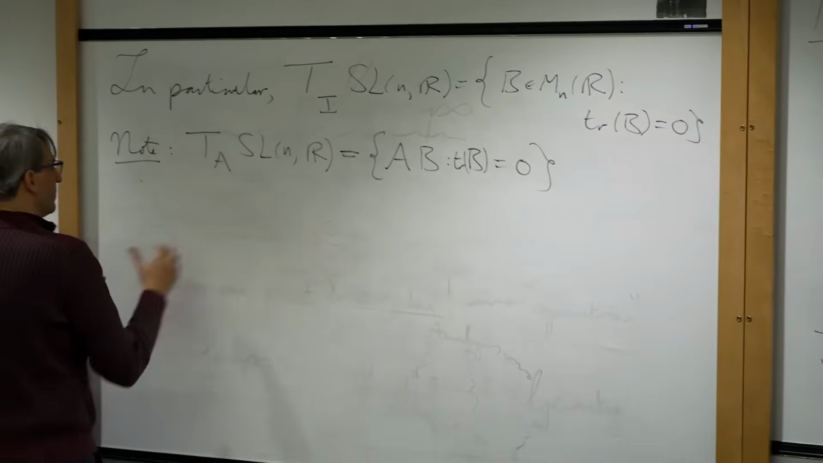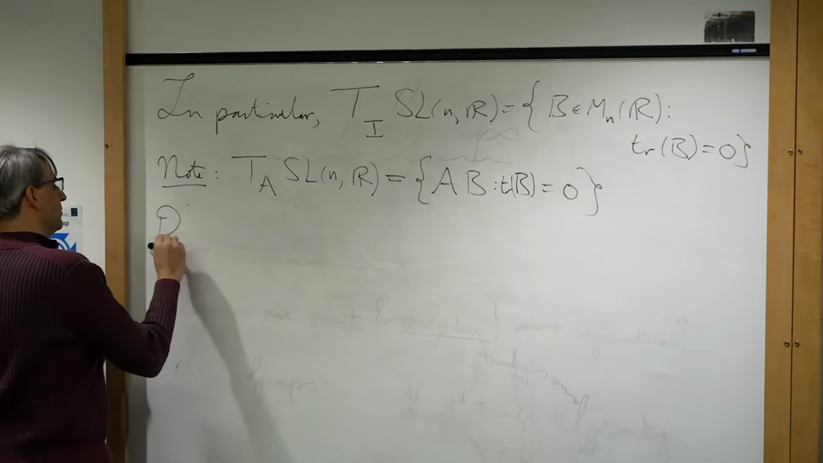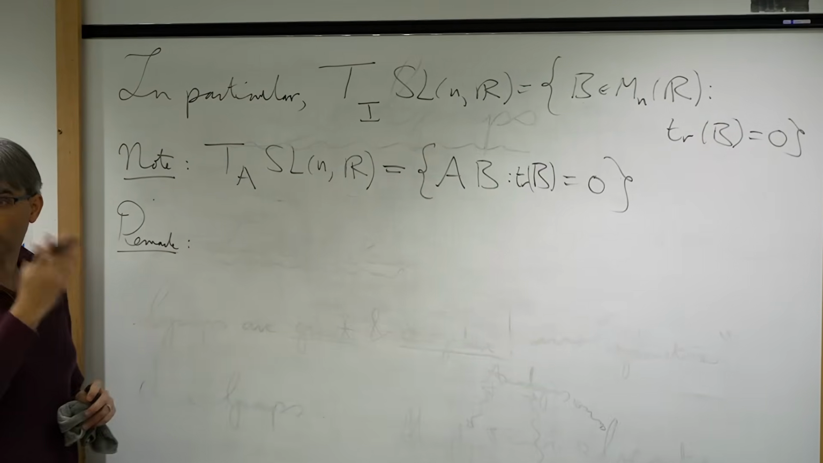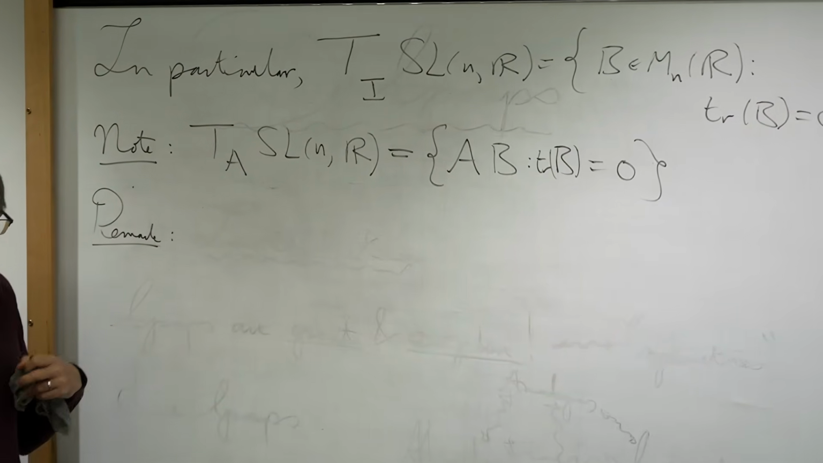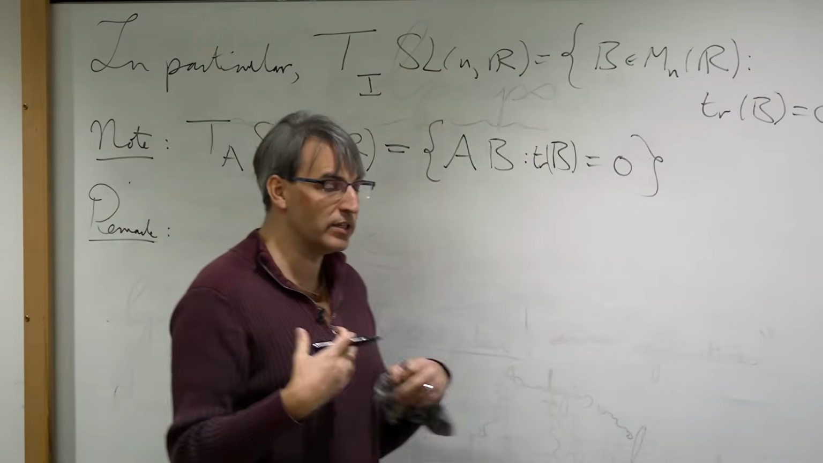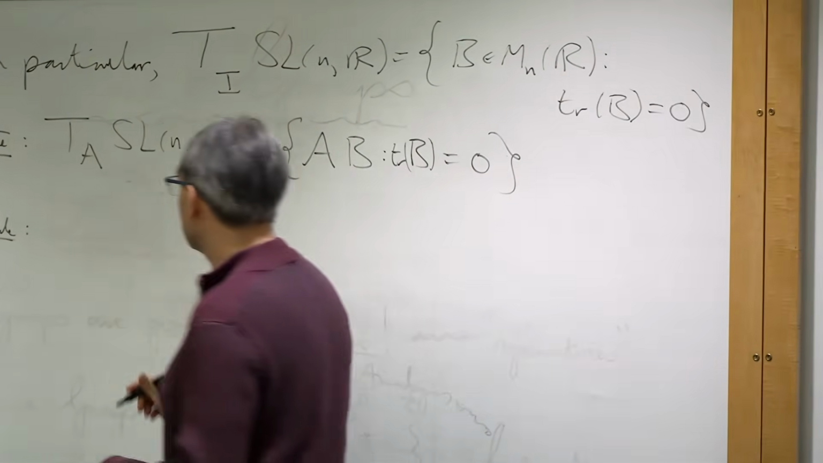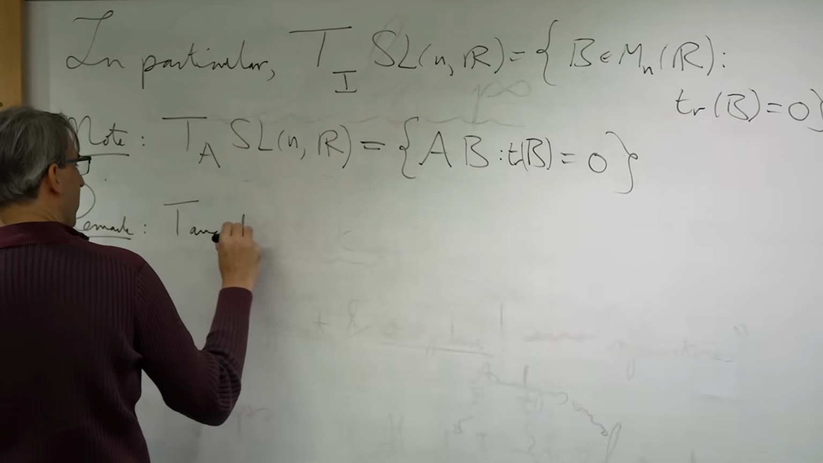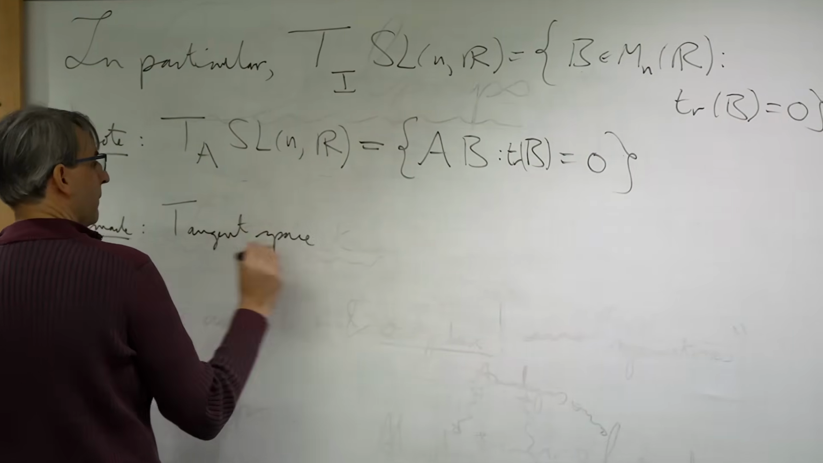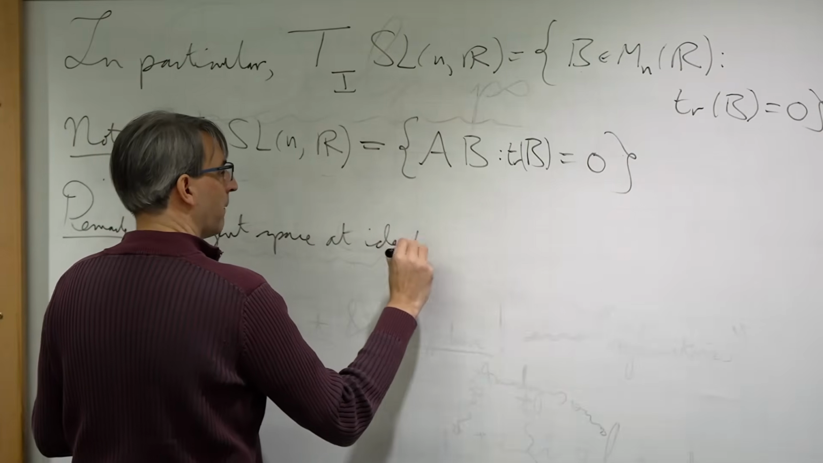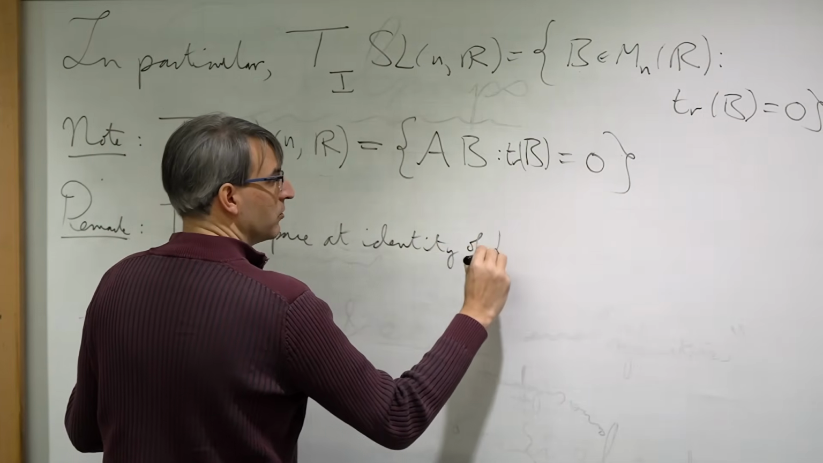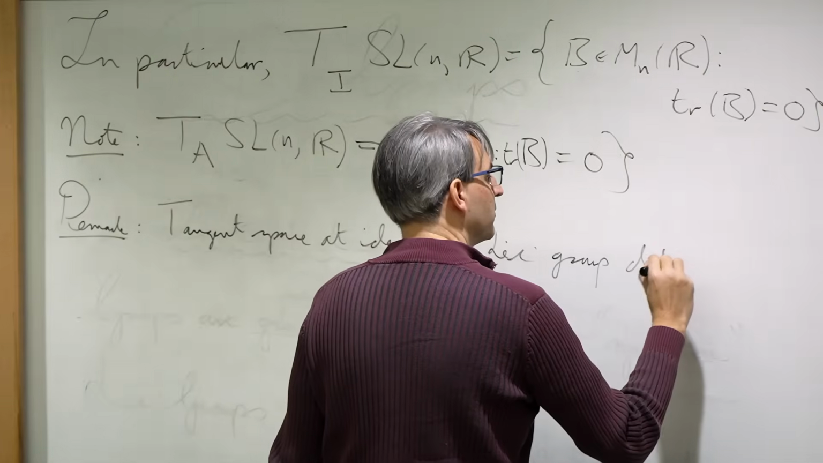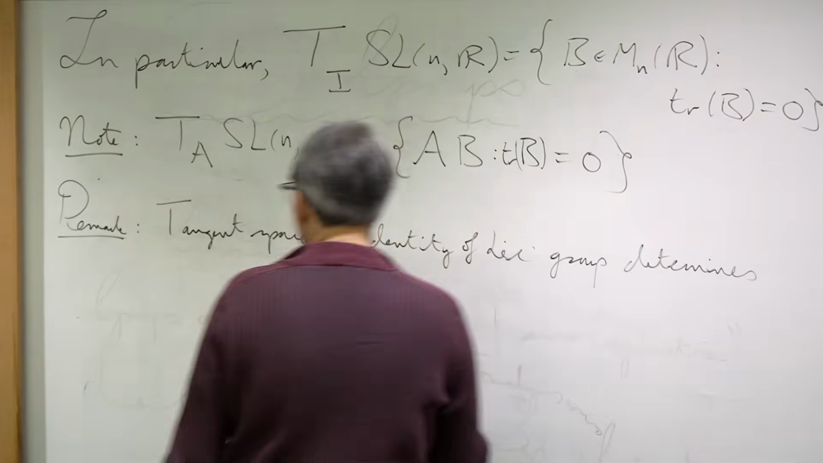So what this is saying is the following important remark. This is always going to be the case. This is not a fluke. This is always the case. So if I know the tangent space at the identity, I know the tangent space everywhere. So the tangent space at the identity of a Lie group determines every tangent space.